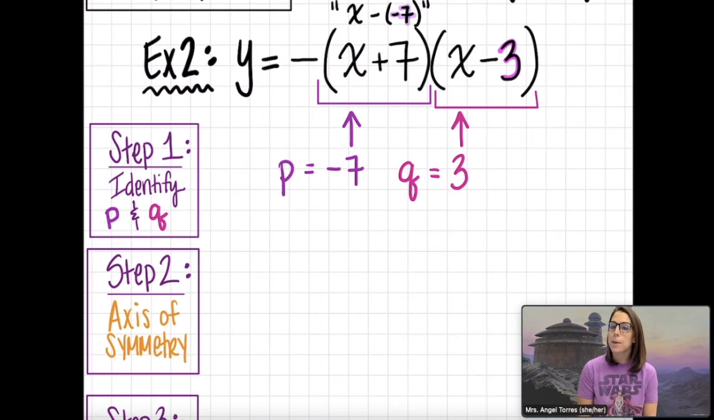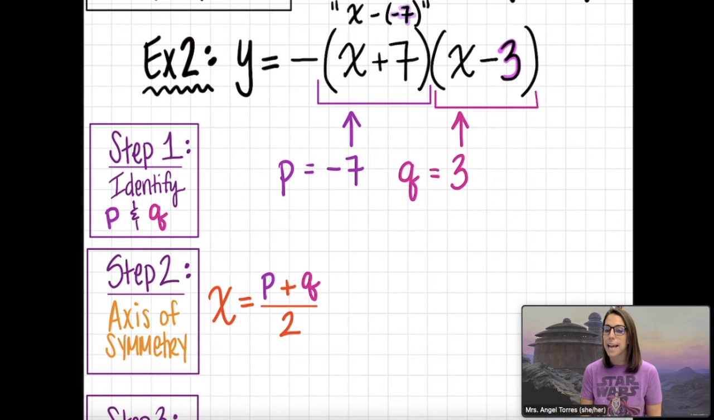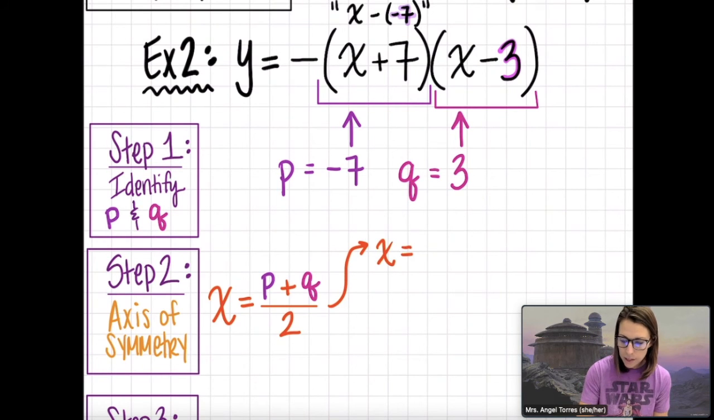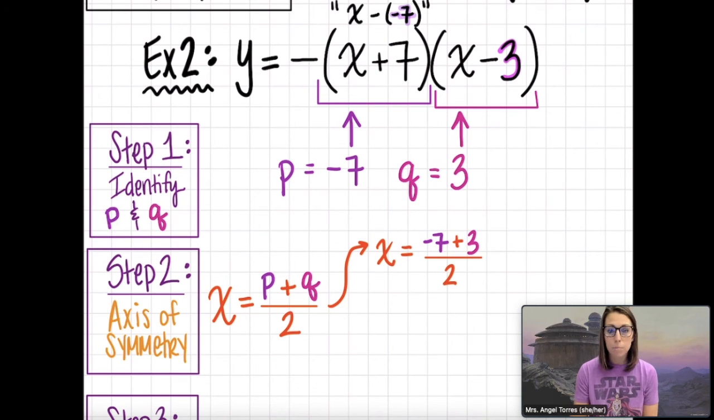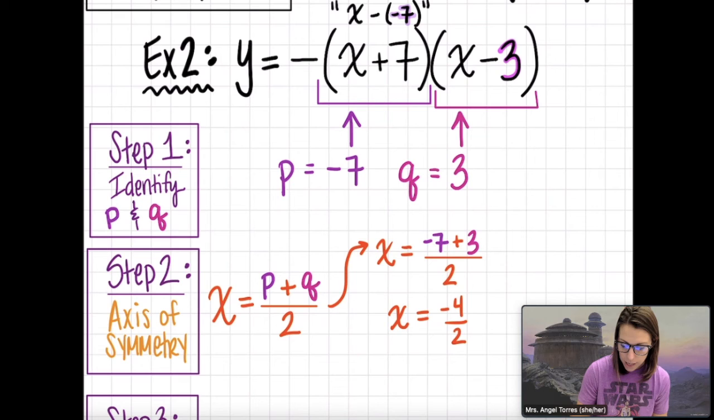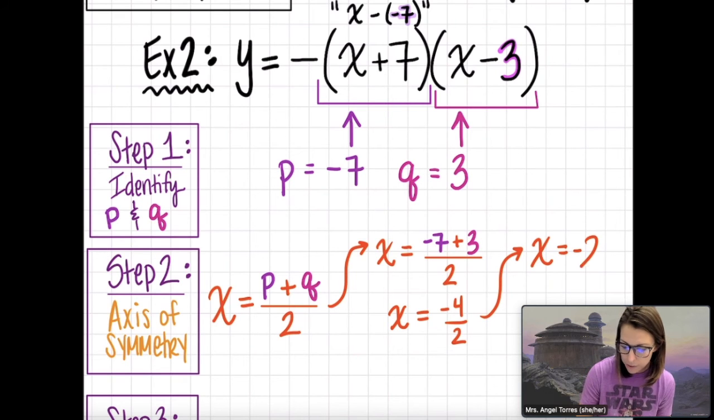Now that we have our p and our q, we can substitute that into our formula for axis of symmetry. Again, that formula is x equals (p plus q) divided by 2. We're taking the average of these two zeros to find the point that is directly between them, or the axis of symmetry that's cutting the parabola in half. So here we go. That would be x equals (negative 7 plus 3) divided by 2. Negative 7 plus 3 is negative 4. Negative 4 divided by 2 is negative 2.